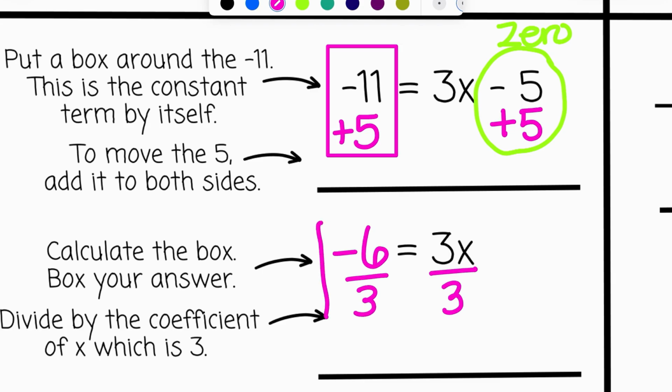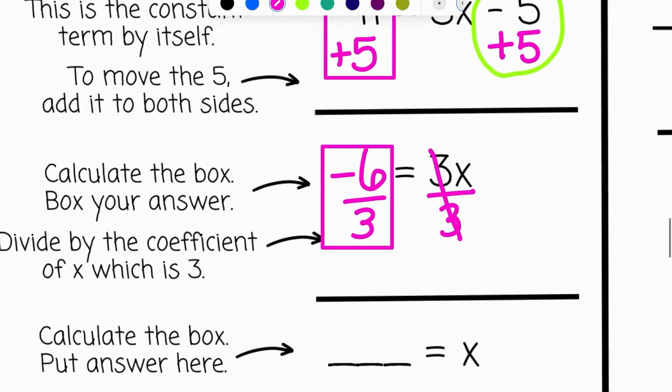3x, when they're side by side, you need to divide. Those are being multiplied, so the inverse would be to divide by 3. And this is what we will calculate. All right, 3 divided by 3 gives me 1x, and negative 6 divided by 3 gives me negative 2. So my answer is x equals negative 2.